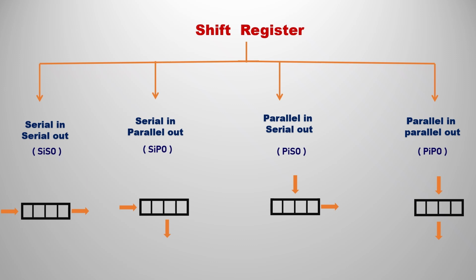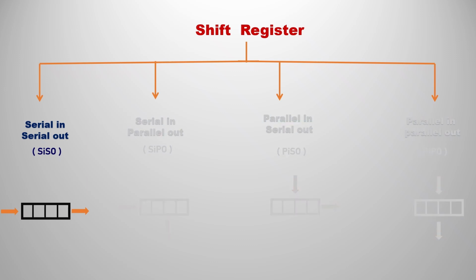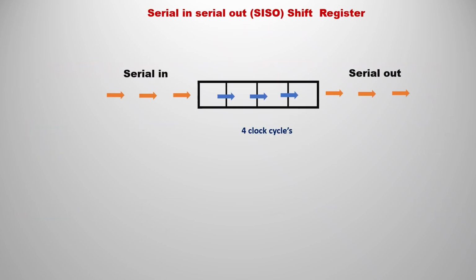Based on those 4 types, we are going to have 4 categories. These are all 4 categories. In this video, we are just focusing on the first one, that is serial in, serial out. As a shortcut we can call it SISO. The main motto you can understand from the title itself: serial in, serial out. So basically the inputs will come in serial. Each box represents a flip-flop, and serial out means the last flip-flop's output goes out in a serial manner. This requires 4 clock cycles to load all 4 bits into the 4 flip-flops, and it requires 4 clock cycles to retrieve all the output in the serial manner.